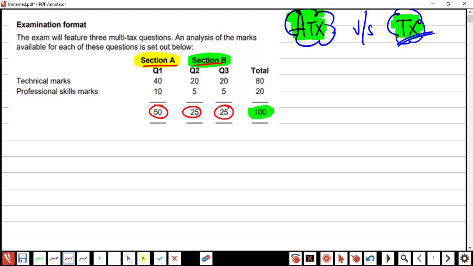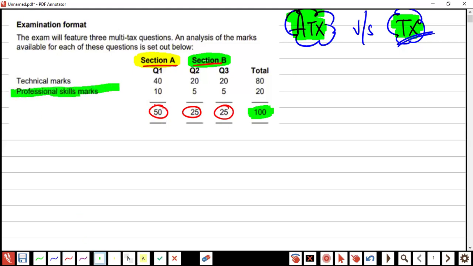Any problem? So all types will come in Section A. There is no choice, yani. You cannot leave any part of the syllabus. All areas are important because we are now in a professional examination. We cannot leave anything.